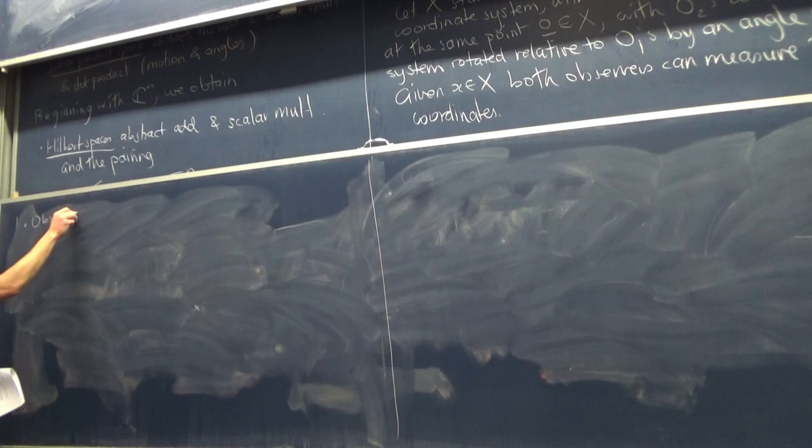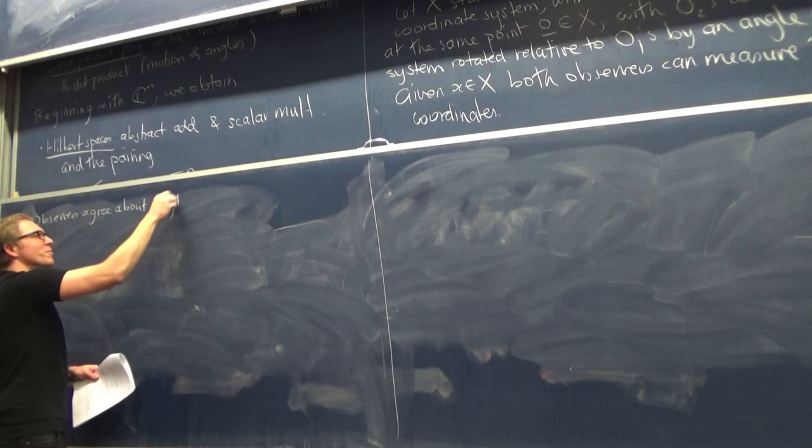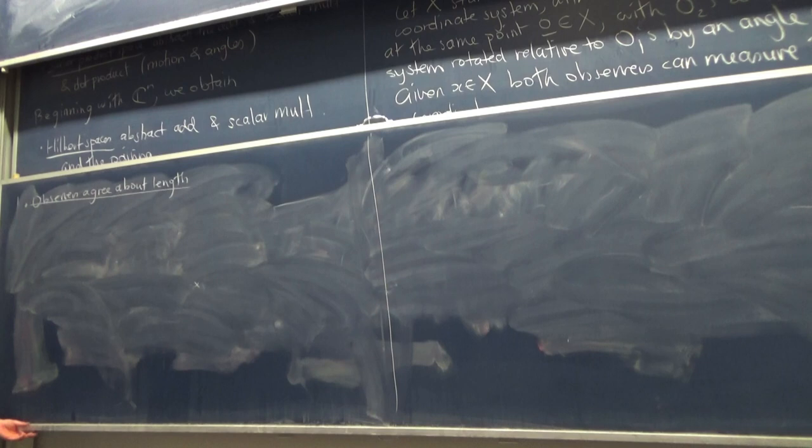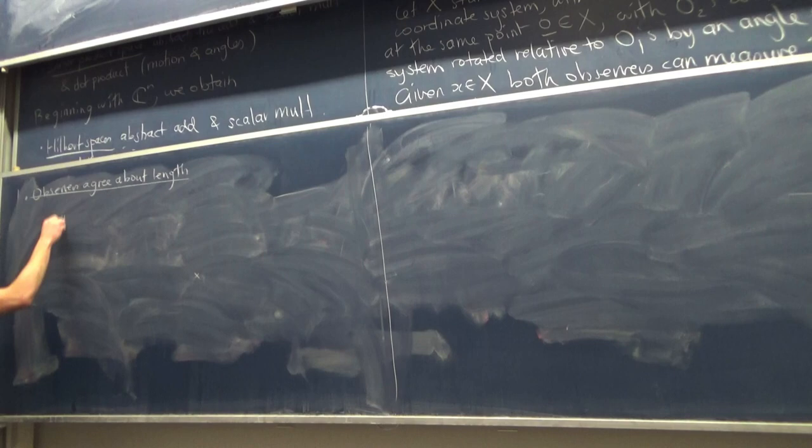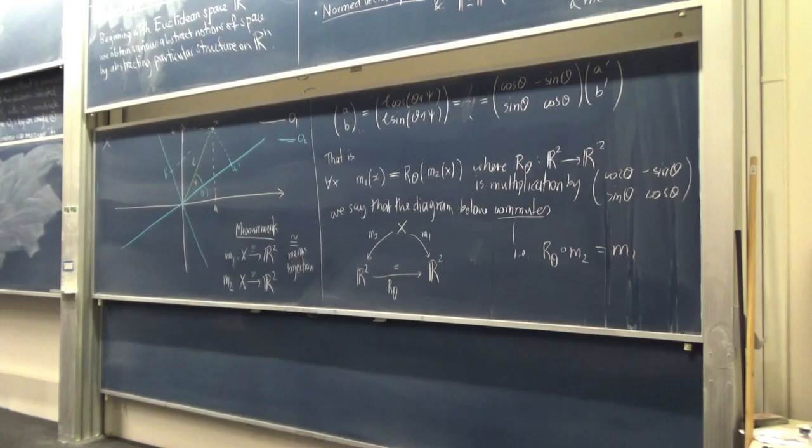This is a bit of a cheat because this is almost what goes into the setup that they agree about the length, but let's ignore that. So what do I mean by this? I mean that first of all, the length is not something we compute directly from x in X, right?